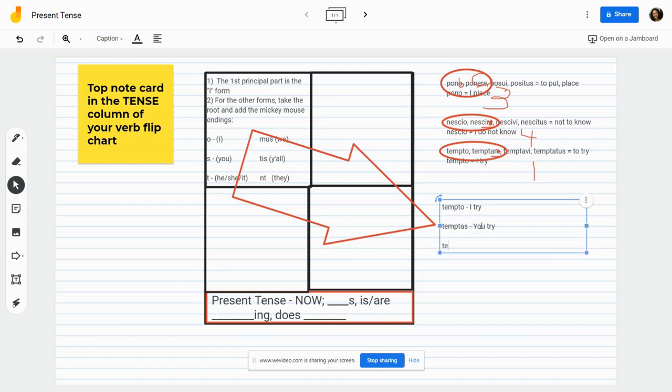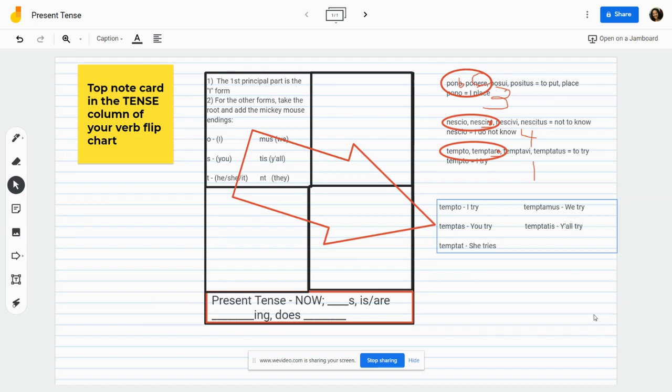What about the he, she, it form? I'm going to take the root, which is tempta, and add a T. So that's the he, she, it form. We'll just say she tries. How about we? We is lined up with I because they're both first person. I'm going to take the root, tempta, and add MUS. So that is we try. How about y'all? I'm going to take the root, tempta, and add TIS, which is y'all try.